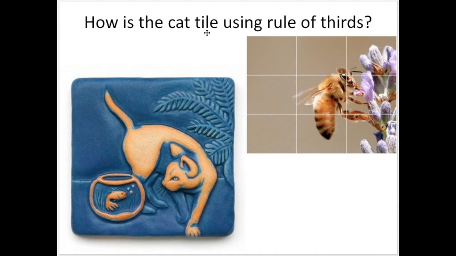Right, how is the cat tile using the rule of thirds? Is there anything interesting on one of the crosshairs? I would say that the fish is almost just on a crosshair right about here, as well as the little cat head. It brings your attention to both the fish and the cat head and how intently the cat is staring at the fish. For the bee, it's the little bee eye that's on one of those crosshairs.